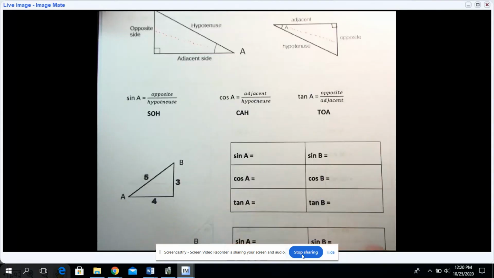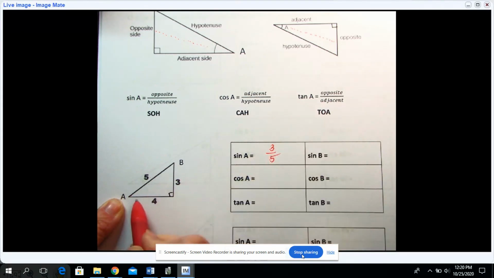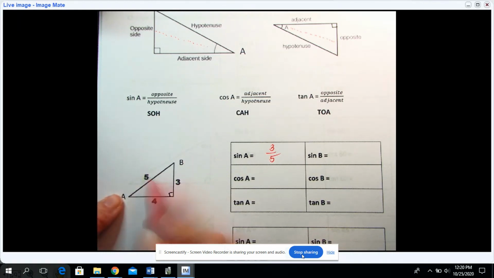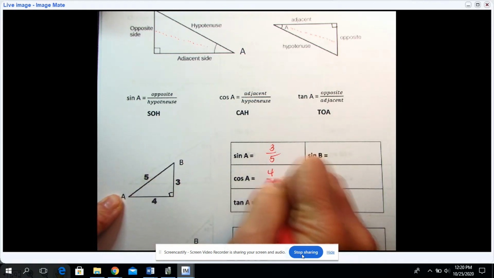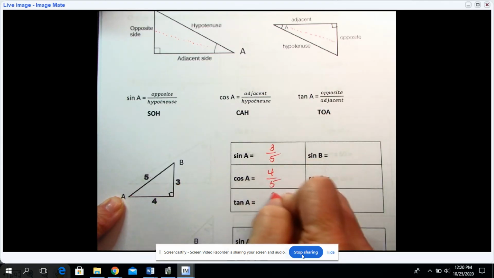So let's check it out here. We're going to assume this is a right triangle, and look at angle A and find the sine of angle A. Sine is opposite over hypotenuse. For angle A, opposite is 3, the hypotenuse is 5, so this would be 3 over 5. The cosine of A is adjacent over hypotenuse. If that's opposite and that's hypotenuse, that has to be adjacent, so it would be 4 over 5. The tangent of angle A is opposite over adjacent, so it would be 3 over 4.